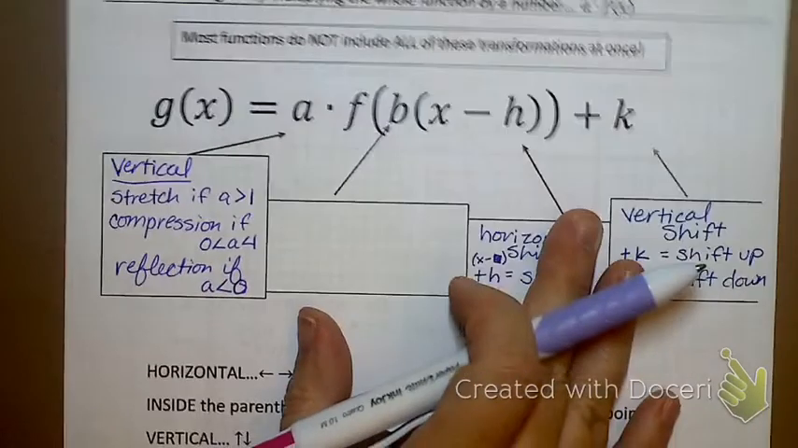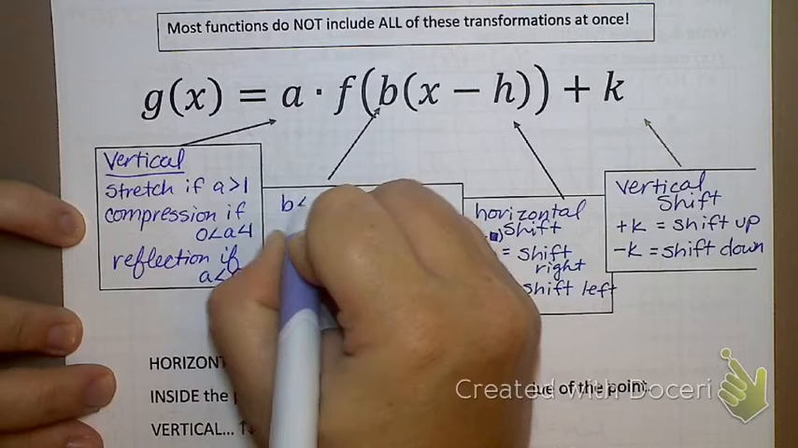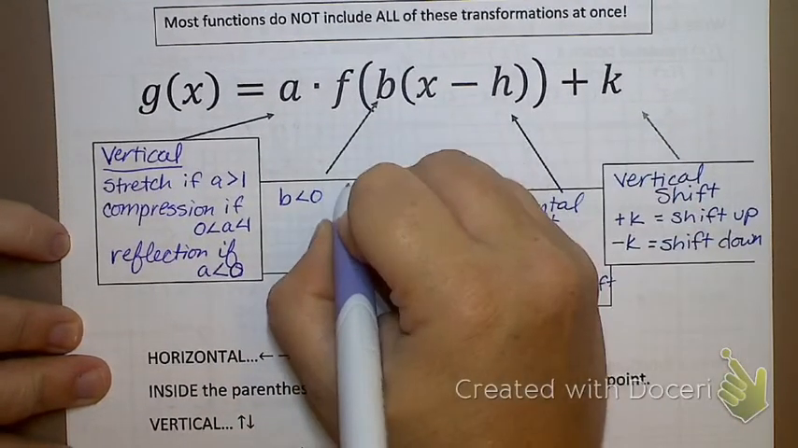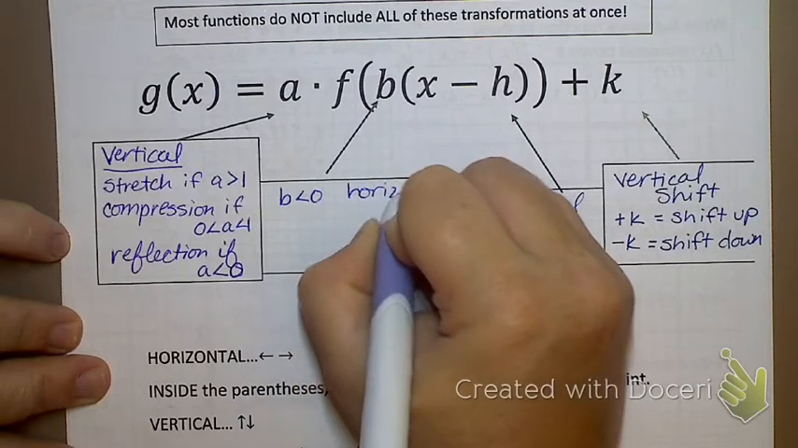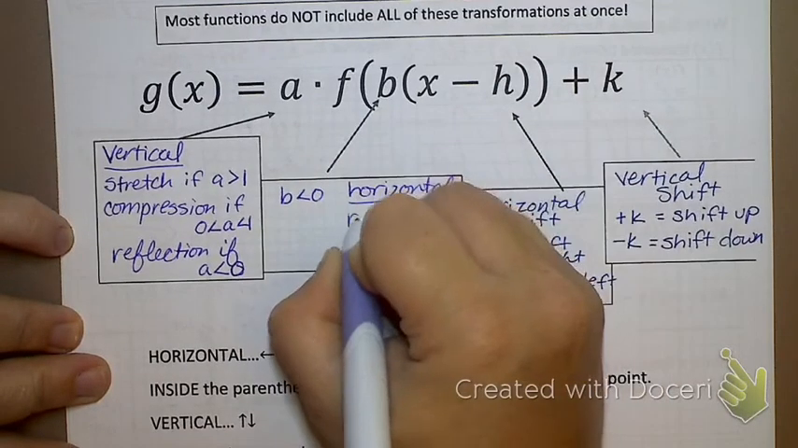All right, what about B? What did we just learn about B? If B is less than 0, meaning that it's negative, what does that mean? We have a horizontal what? Reflection.